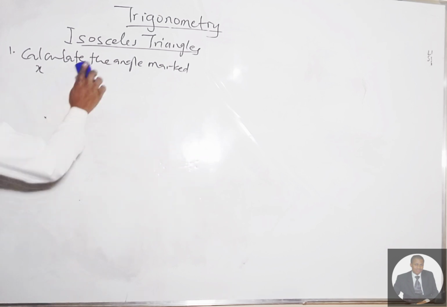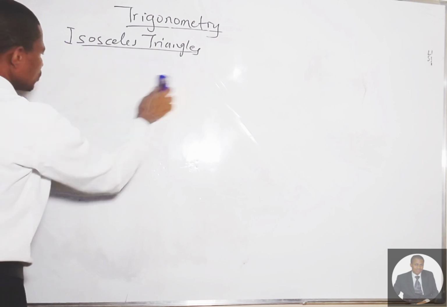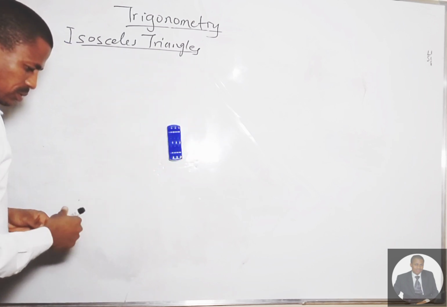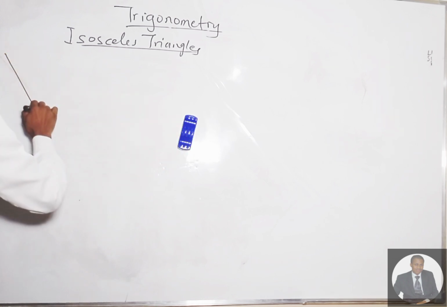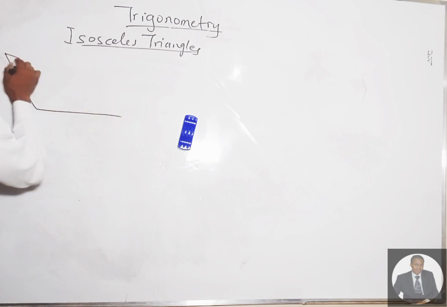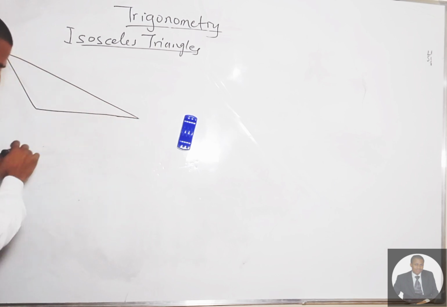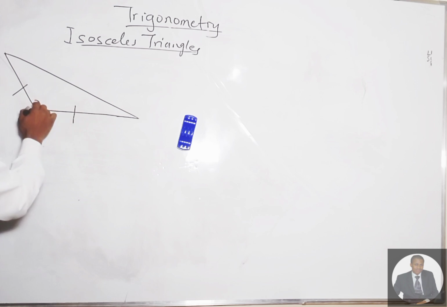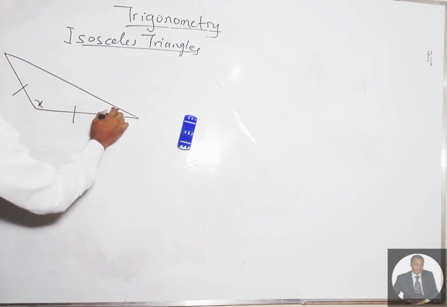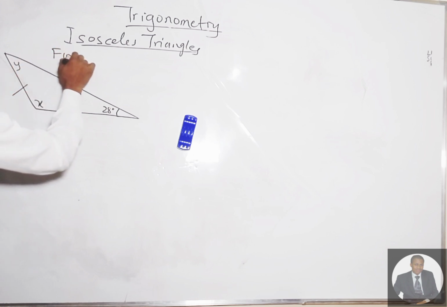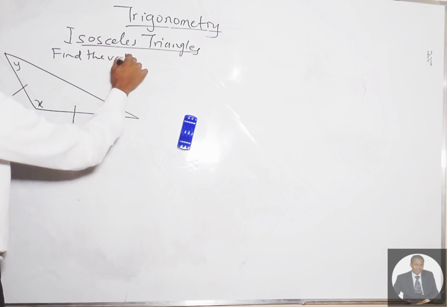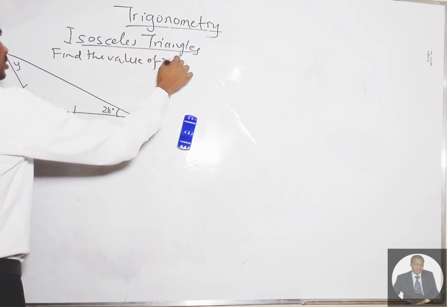Let's look at another example here. I have something like this, and we have x here, we have 28 degrees there, we have y. Find the value of x and y.